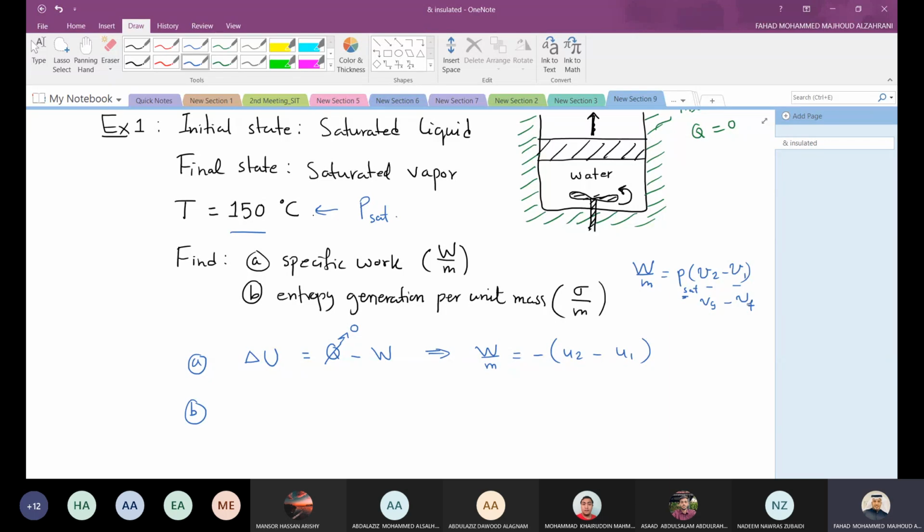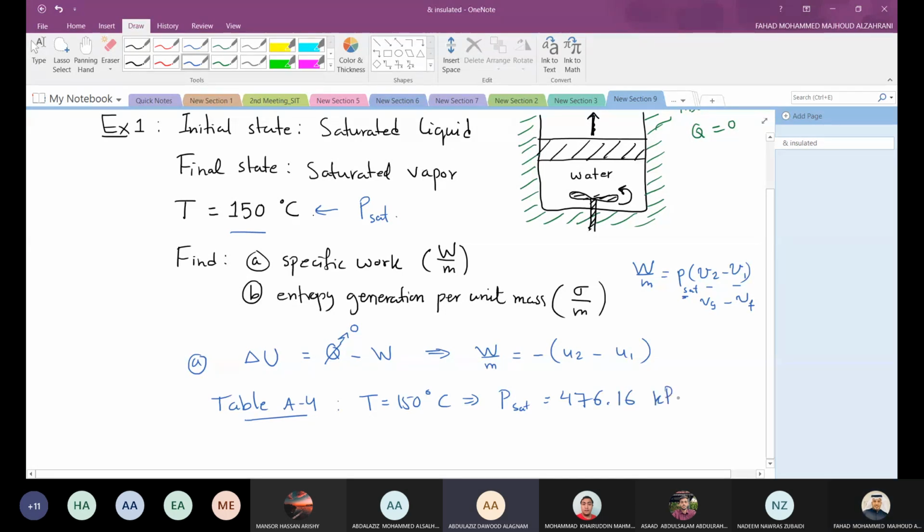Actually, we can do it now, and if you help me with your tables, we can try it. Before going to part B, let's do it. From the tables, what is the pressure? Table A-4. The corresponding pressure is 476.16 kilopascal, right? What is VG?